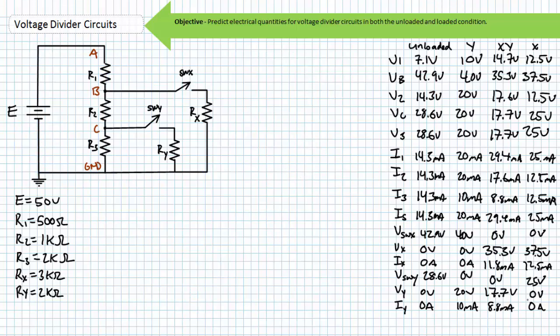Voltage divider circuits and their numerous configurations present one with numerous opportunities to practice series parallel circuit analysis skills. This single circuit presented us with 4 different opportunities to employ our skills. Once in the unloaded condition, when neither switch X nor switch Y was closed. Another when it was loaded by RY only. Another when it was loaded by both RX and RY. And finally another when it was loaded by RX only.